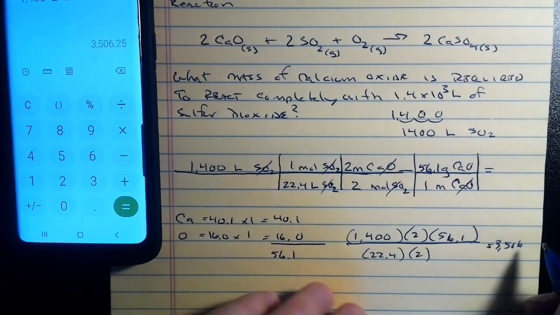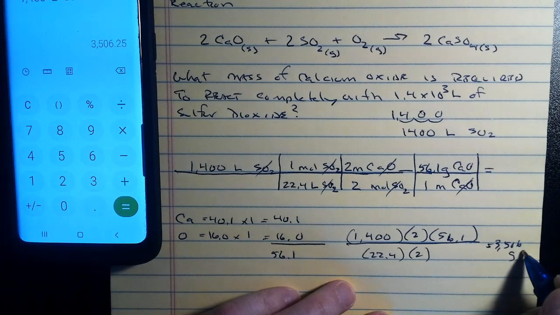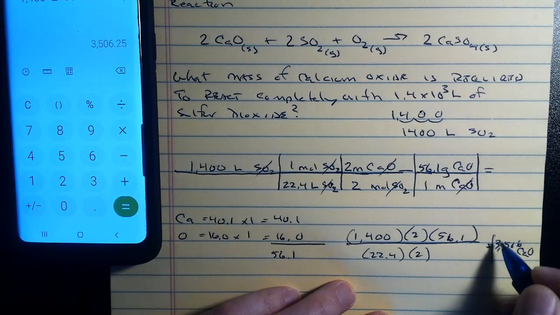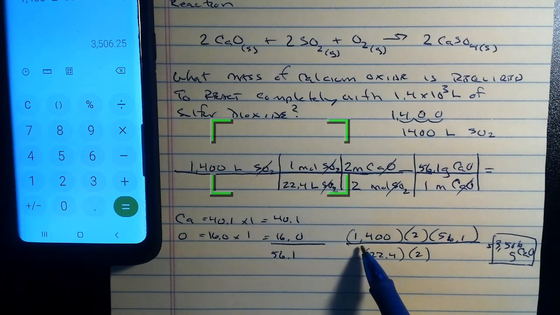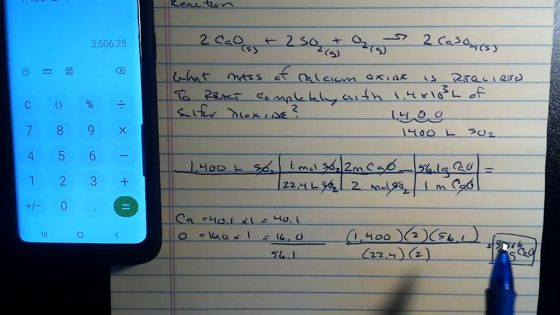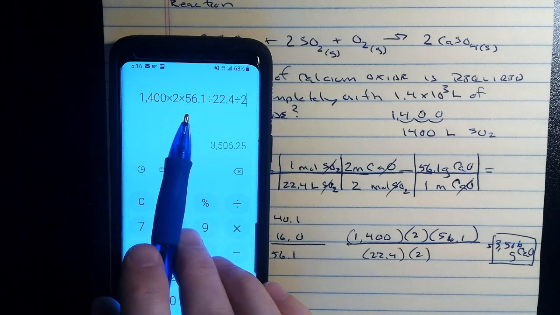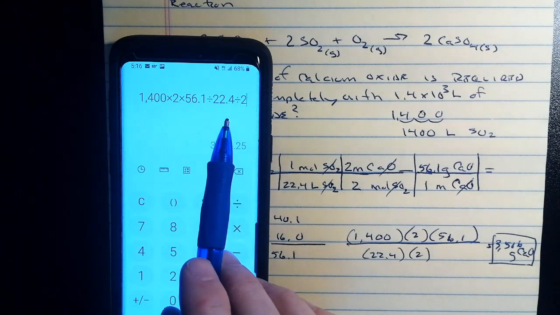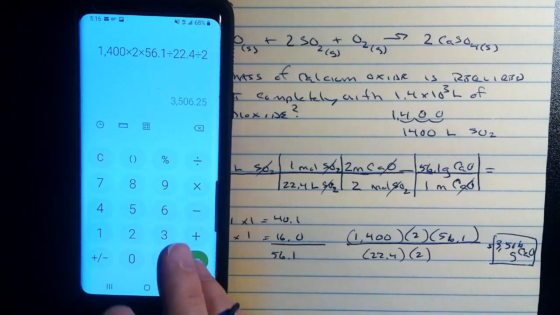3,506. That's a nice big number there. And we're in grams of CaO. Now you guys can check that. We can look at this for a second. 2 times 1,400 is 2,800 times this big number here. So let's look at it times 56.1 and then divide by 22.4 divided by 2. So we did it right, and that's our number there, 3,506.